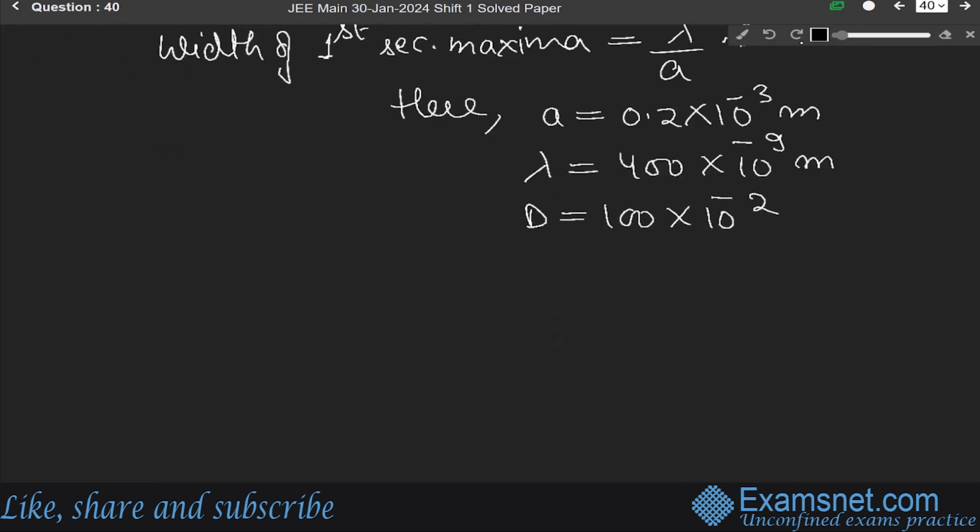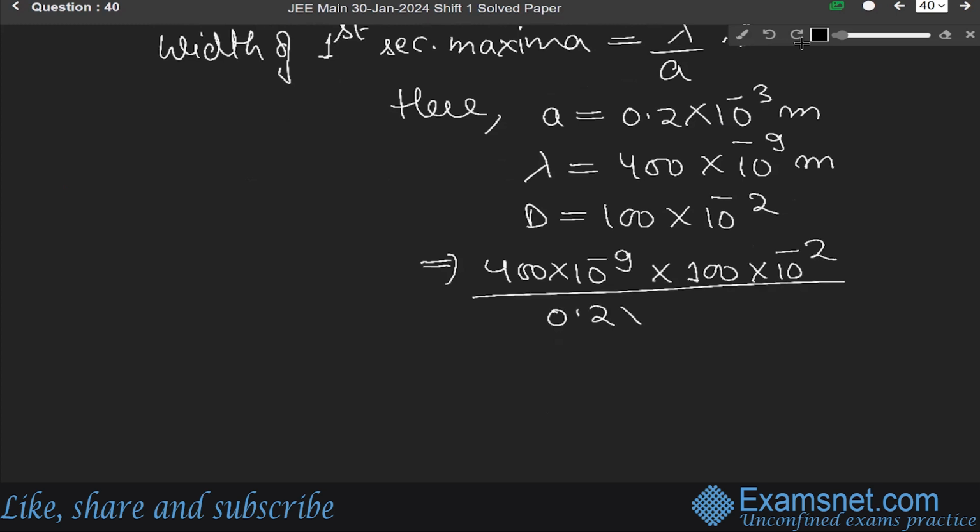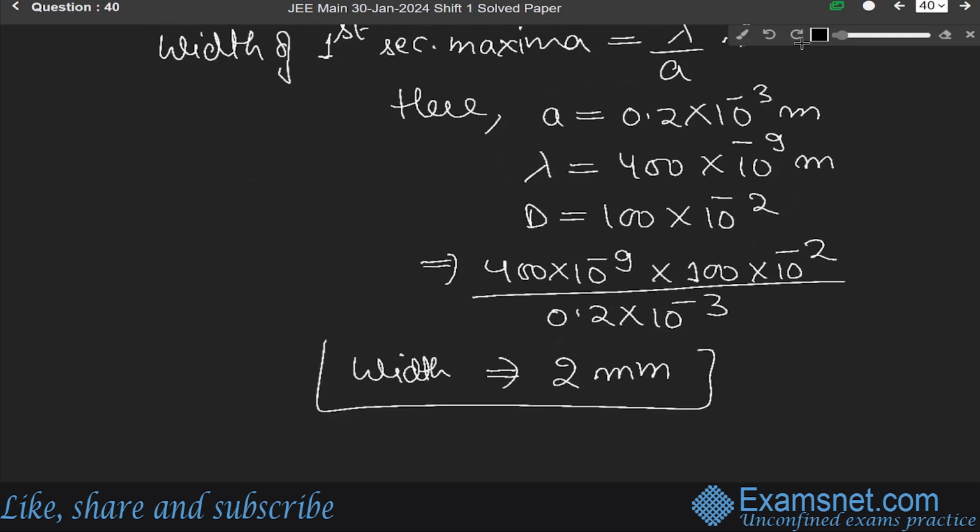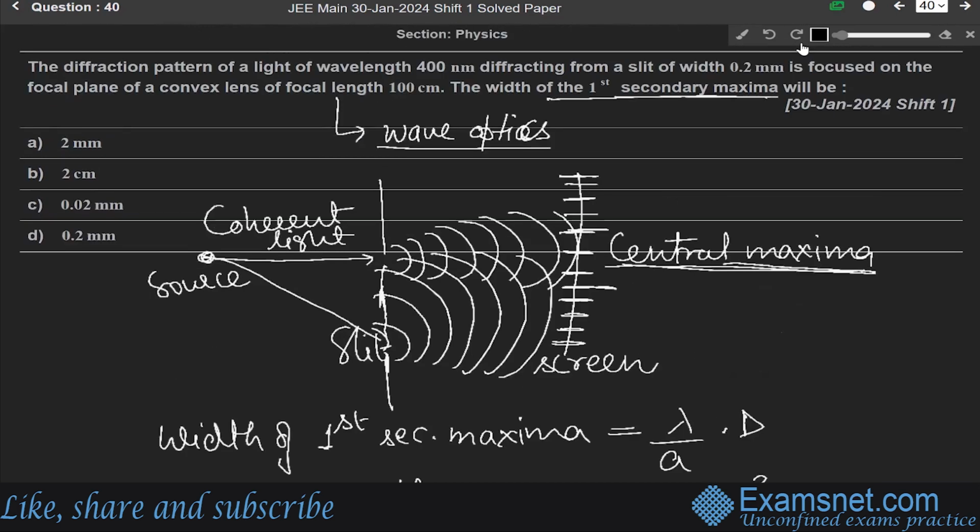So width will be equal to 400 into 10 to the power minus 9 into 100 into 10 to the power minus 2 over 0.2 into 10 to the power minus 3. So it will be equal to 2 millimeter. So the width of the first secondary maxima is 2 millimeter. Okay.